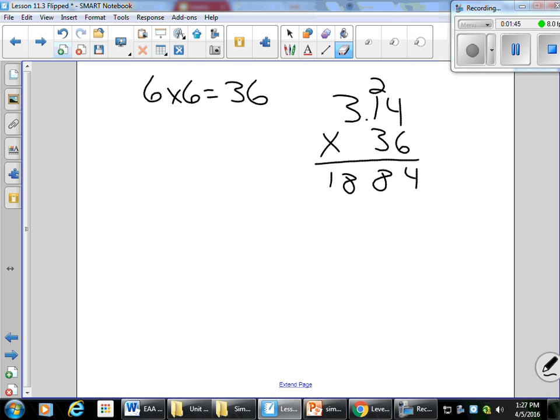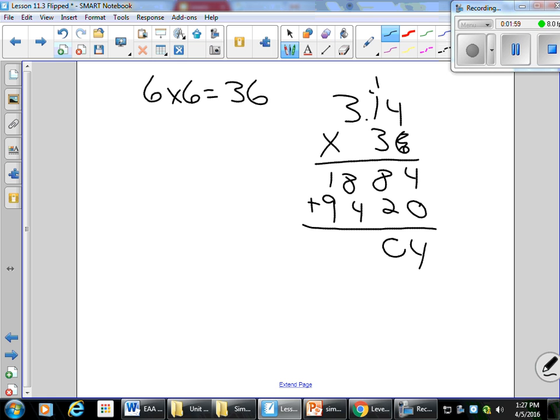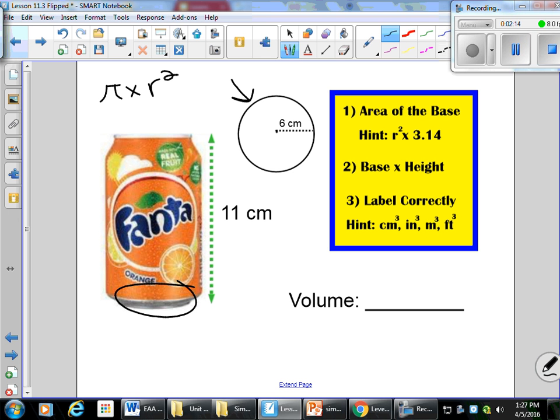I'm going to erase the top here so I don't get confused. Cross off the 6, place value holder. 3 times 4 is 12. 3 times 1 is 3, plus 1 is 4. 3 times 3 is 9. I'm going to go ahead and add these up. 4, I got a 10, 13, 11. 2 numbers after the decimal, so I move this decimal 2 times. So the area of my base, moving back here, is 113.04. So I found the area of my base.